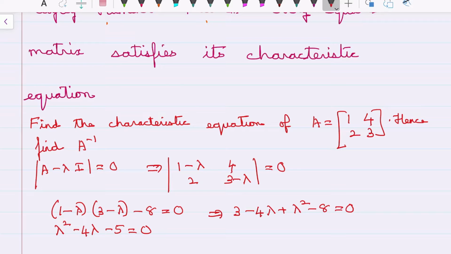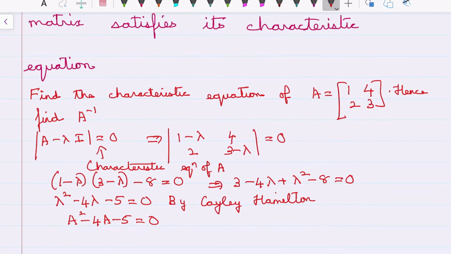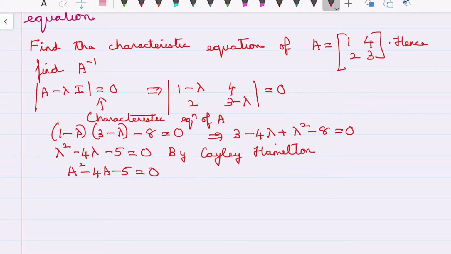And so by Cayley Hamilton theorem, every matrix satisfies its characteristic equation. So I have A squared minus 4A minus 5I equal to 0. So this is actually the characteristic equation of A. To find the characteristic equation of A, we do determinant of A minus lambda I equal to 0. So now this is the characteristic equation of A, and now we will find A inverse.